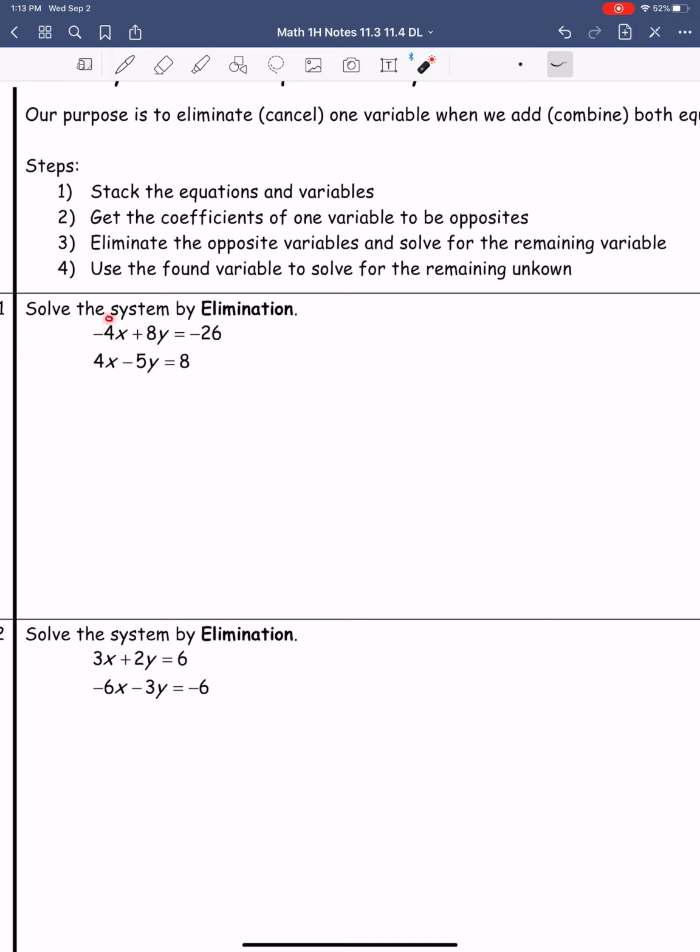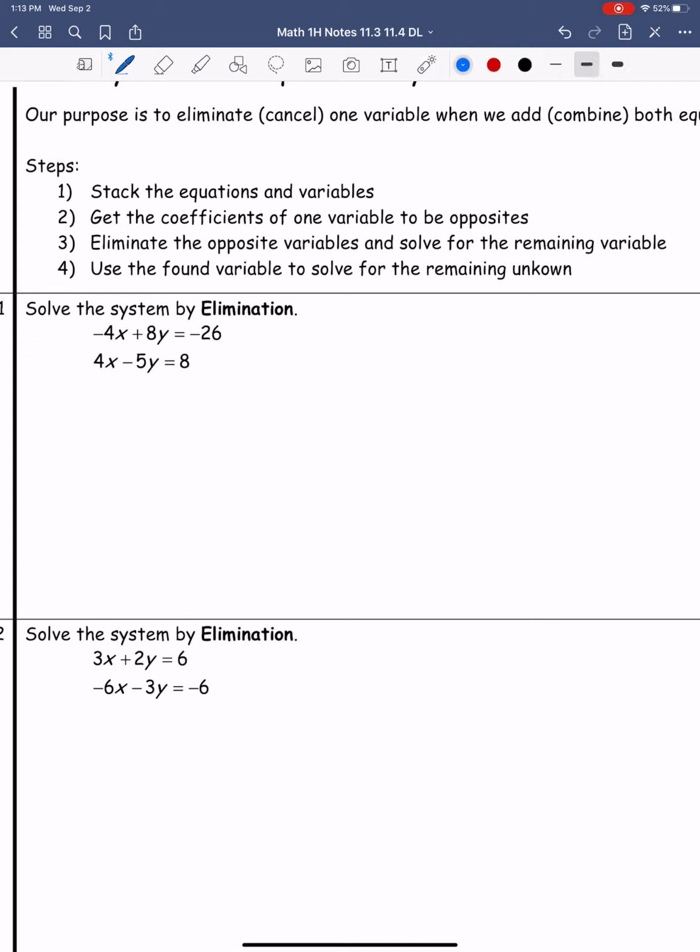And it then says get the coefficients of one variable to be opposites. So if you check the first example, we have a -4 and we have a +4. So the coefficients of the x's are opposites. So that part's already done for us on that problem, but we'll want to do that if it's not done. And then you eliminate opposite variables and solve, and then you're going to have to solve for the second variable as well. And we'll talk about how to do that here.